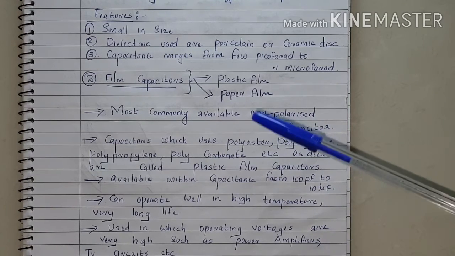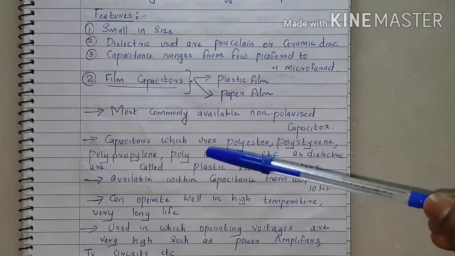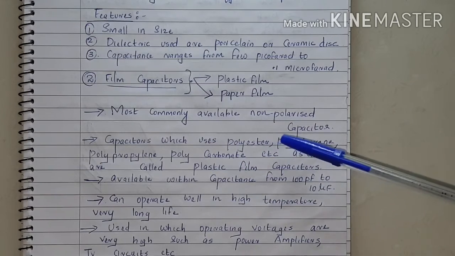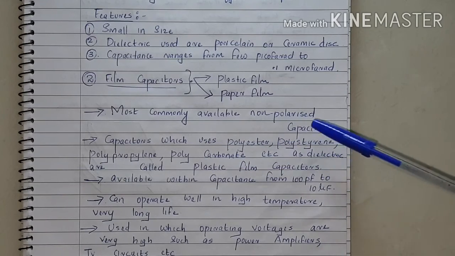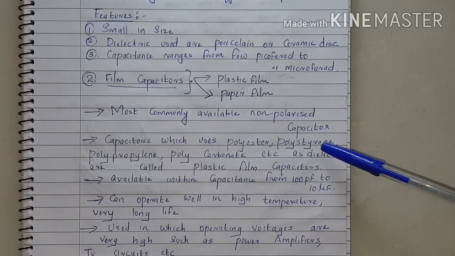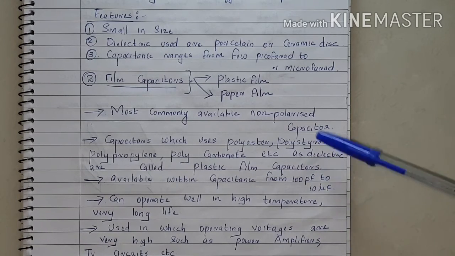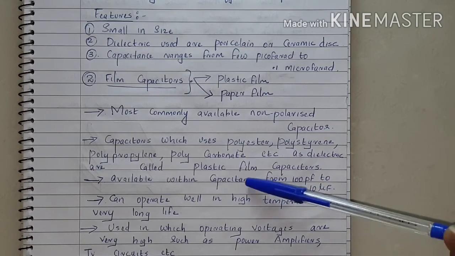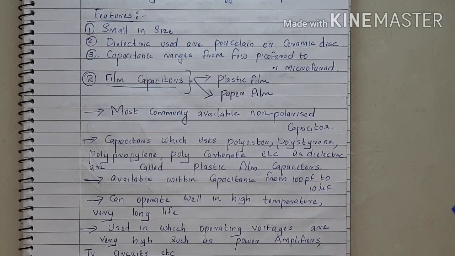What is a plastic film capacitor? A capacitor which uses polyester, polystyrene, polypropylene, polycarbonate, etc. as dielectric or insulator is called a plastic film capacitor. They are available within a capacitance range from 100 picofarad to 10 microfarad.